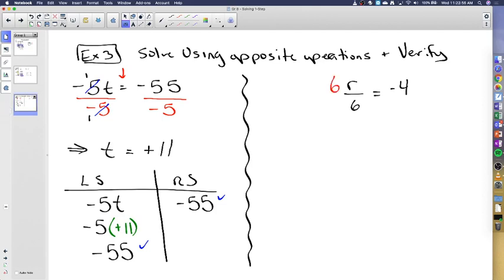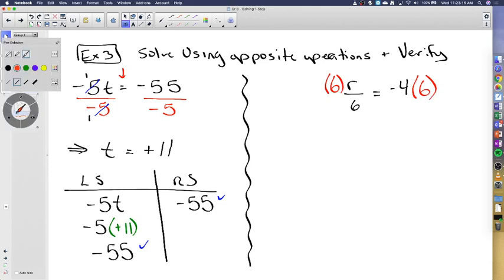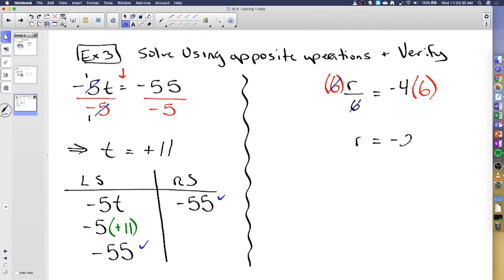Now, some of you are going to be tempted to write an x for times, and I don't want you to do that because quite often your variable will be an x itself. So instead of multiplying and using the x, I'm just going to put it into brackets like this, and I'm going to treat both sides the same. So if I take r and divide it by 6, and then multiply that answer by 6, I get r back because the 6's cancel one another out. On the other side, -4 times positive 6 gives me -24.